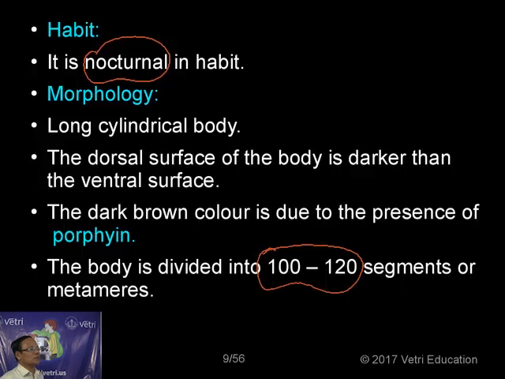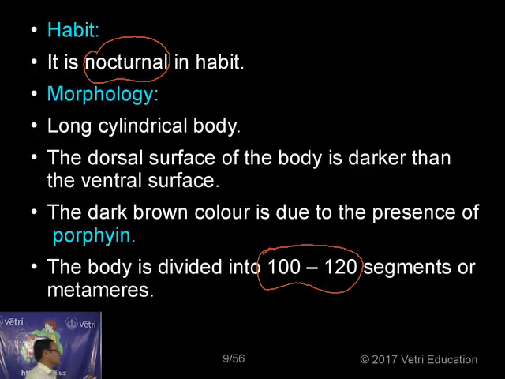What is the reason for the dark brown? This is actually an adaptation to protect the animal from sunlight. In our body, the skin color is due to the melanin pigment. That melanin pigment protects us, screening the light and not allowing ultraviolet radiation to reach our body. Likewise, in the case of earthworm, the dorsal surface is dark brown because it is exposed to the sunlight if the earthworm comes out. So in order to protect the body from sunlight, the animal is dark brown because of the presence of a pigment.